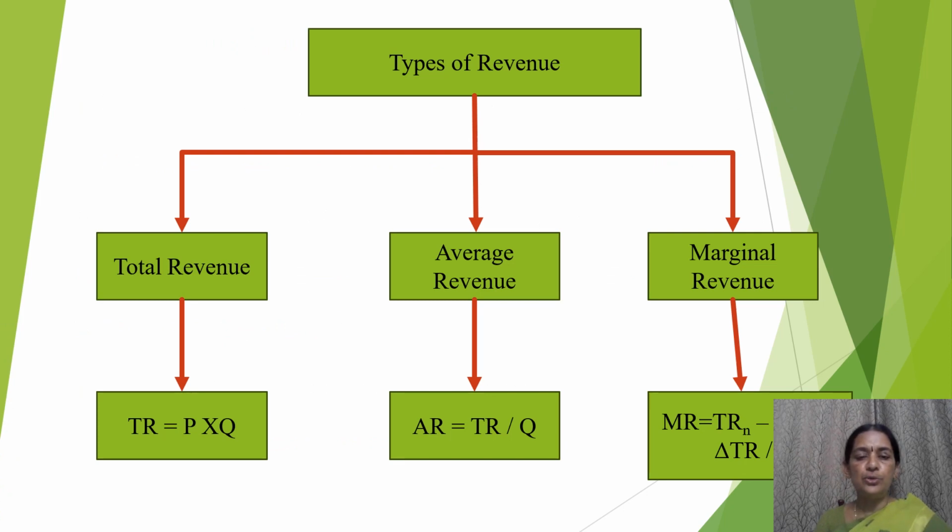This chart shows the types of revenue. Under types of revenue, we have total revenue, average revenue, and marginal revenue. The formula for calculating average revenue is TR by Q. The formula for calculating total revenue is P into Q. And the formula for calculating marginal revenue is TR of n units minus TR of n minus 1 units, or delta TR by delta Q.